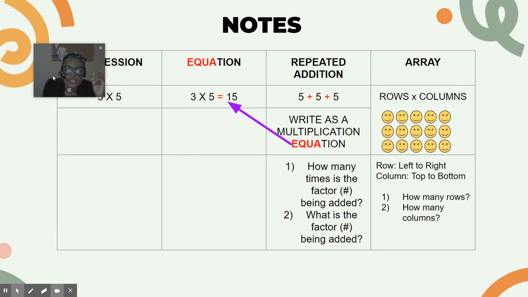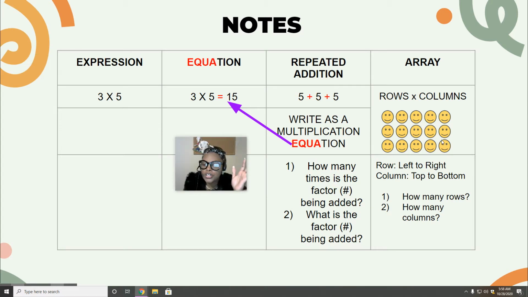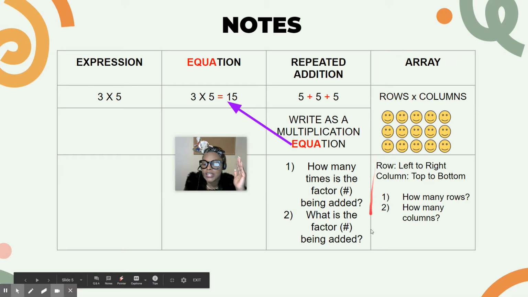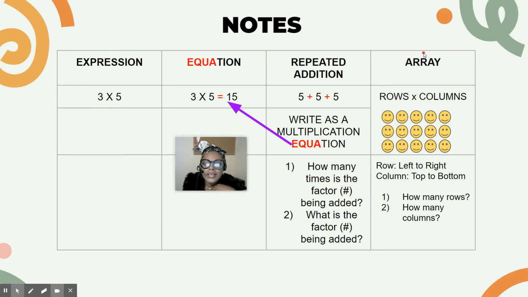So on my little chart here, we're really going to focus on the last column about arrays. Let's look at it. What is an array? An array is a diagram that we use for multiplication. But the most important part of an array that I want you guys to remember is rows times columns, okay? Rows times columns. And rows are left to right. And columns are top to bottom.